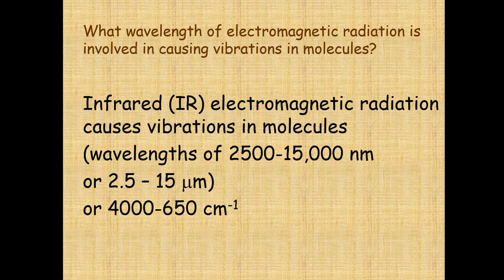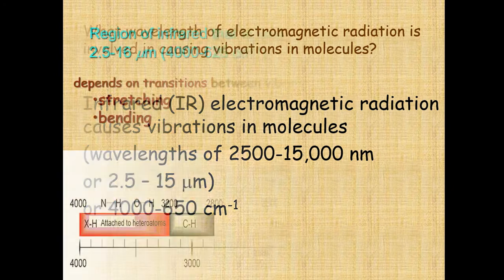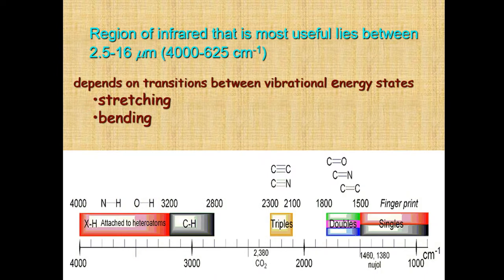This region is very important because most of the functional groups get vibrated in this region. This is the reason that 4000 to 650 centimeter inverse, or we can say 750 centimeter inverse, is very important. You can see this is the region for N-H and O-H bonds. The N-H, O-H as well as C-H bonds get vibrated in this region, that is about 2800 to 4000 centimeter inverse. Broadly we can say that.